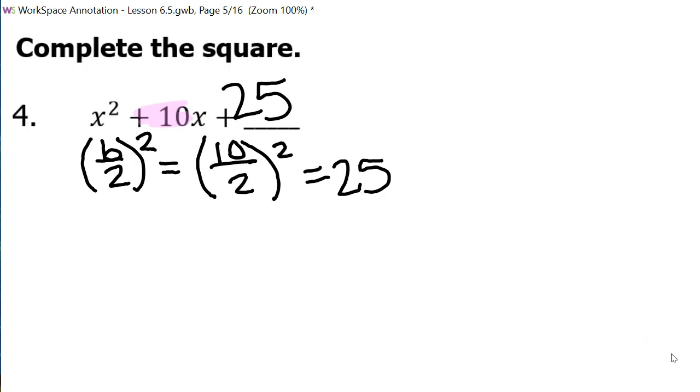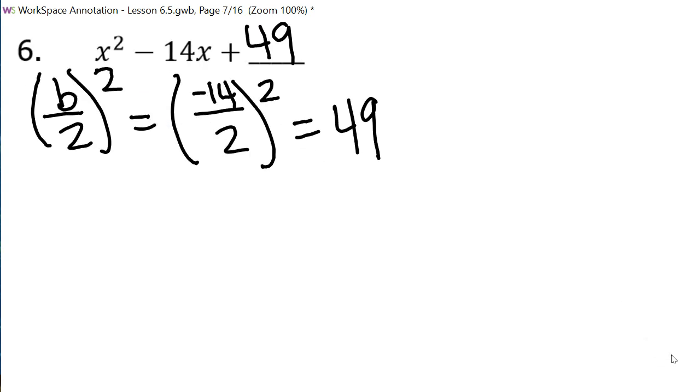Does the equation have to equal 0? No, the equation does not have to equal 0. That's for factoring. Okay, number 7. The first thing we have to do is find the number that completes the square. So we need to do b divided by 2 and square it.